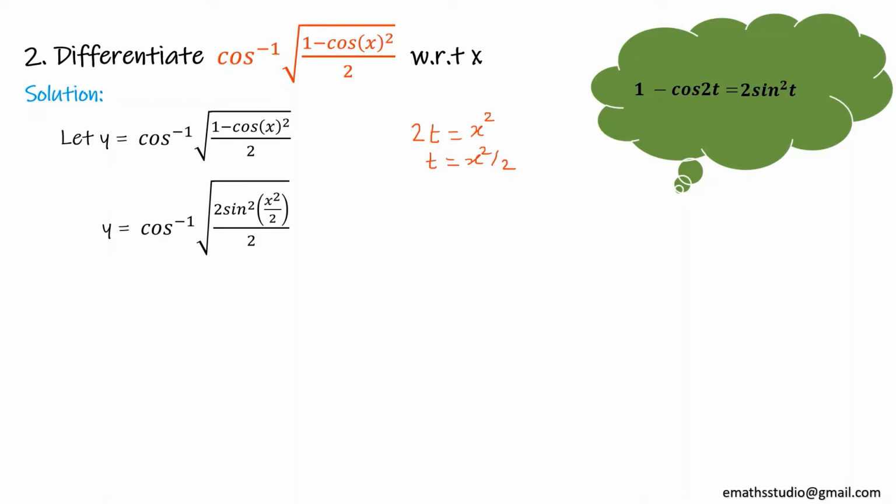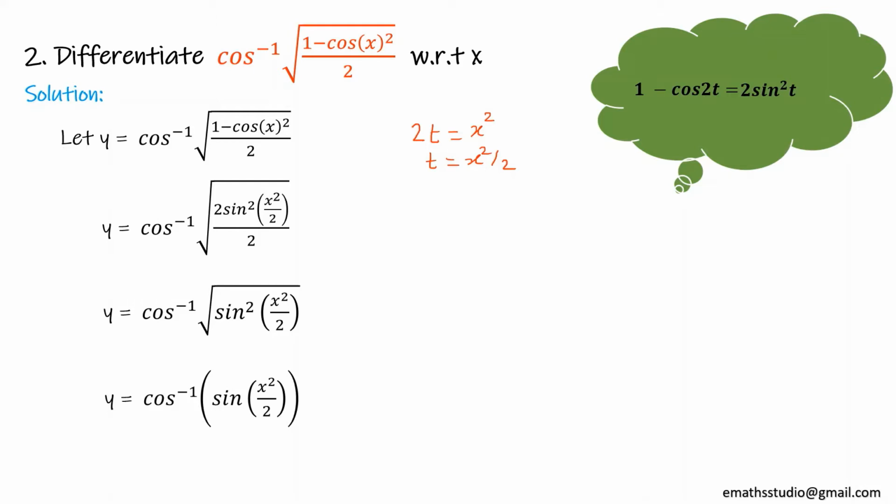Now, in the next step, you can cancel this 2 with 2 and you can write y is equal to cos inverse of square root of sine square x square by 2. Now, in the next step, the square and square root get cancelled and you get this as cos inverse of sine of x square by 2.